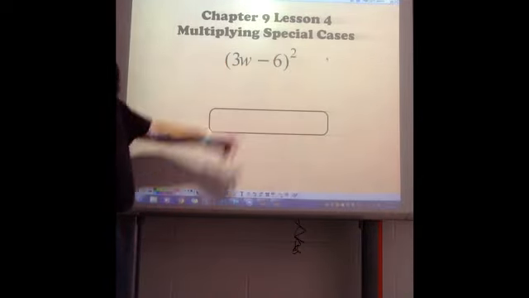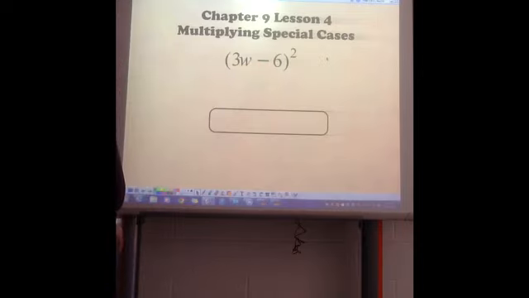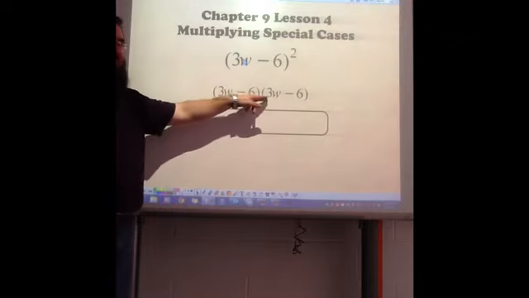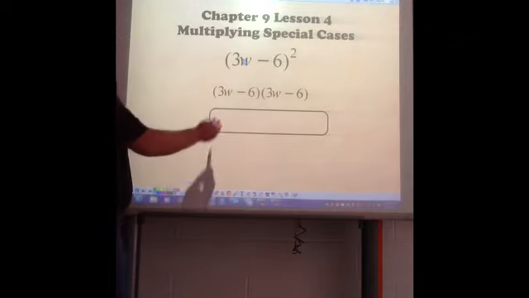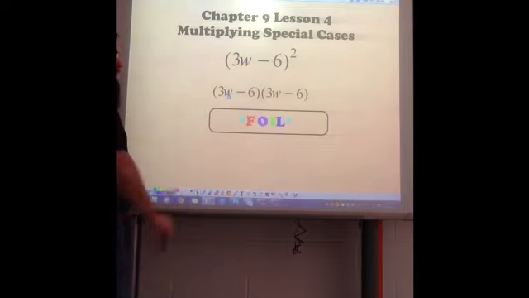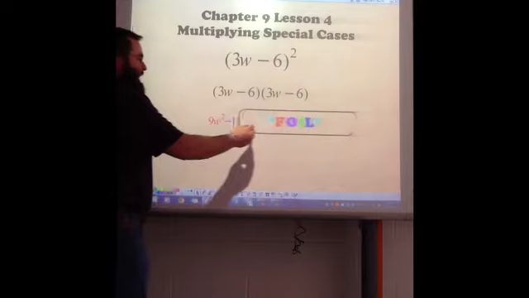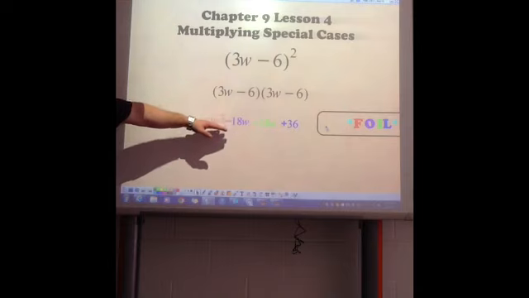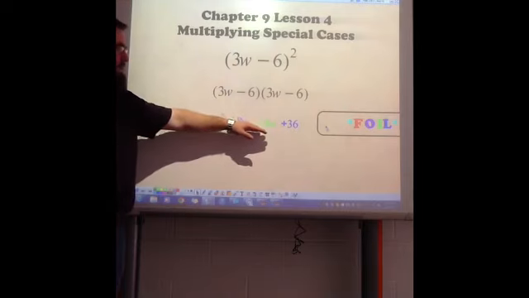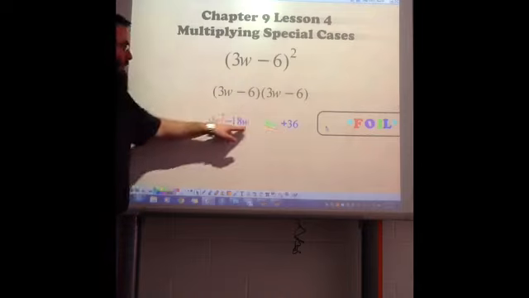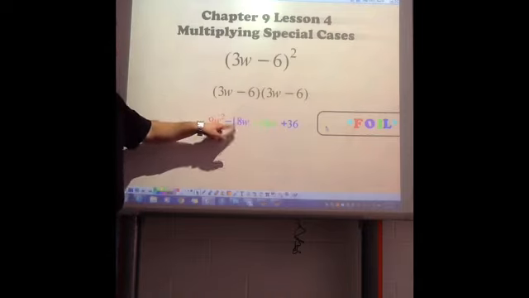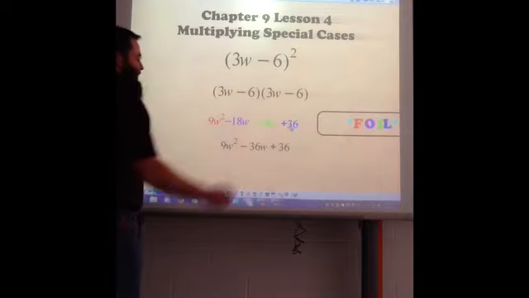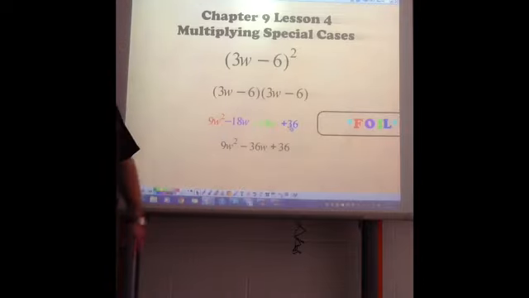Now we have a special case with subtraction. 3w minus 6 squared. Again, what that really means is 3w minus 6 times 3w minus 6. If you were to solve that using your FOIL method, first, outside, inside, last, hopefully you would get this next step: 9w squared minus 18w plus 36. Notice how I keep repeating the inside term twice. You combine like terms on that and you would get 9w squared minus 36w plus 36.